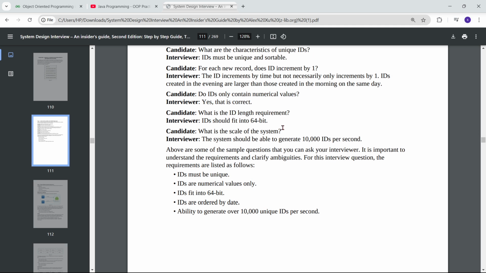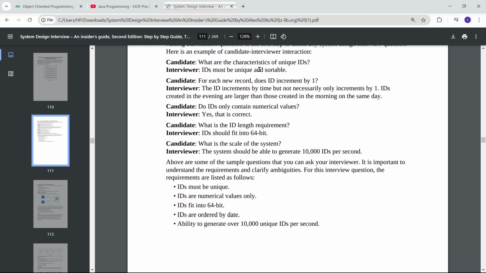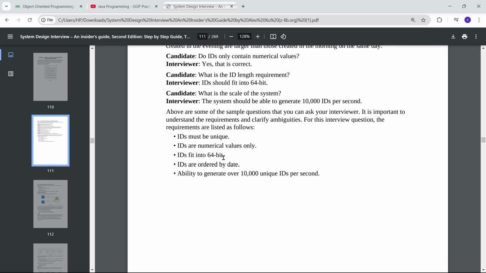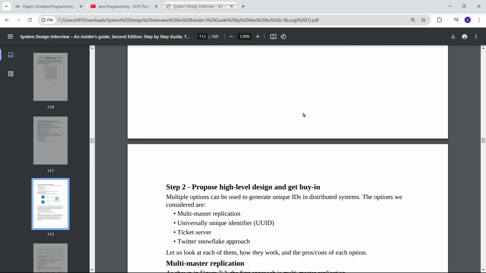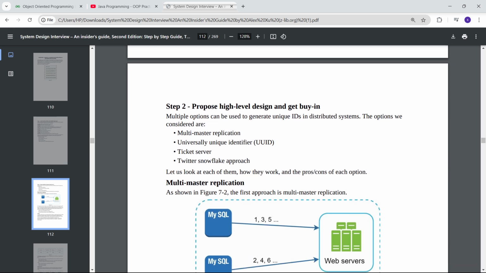The IDs must be unique, they must be sortable, they increment by time and not by one necessarily. IDs जो इवनिंग में जनरेट होंगी वो मॉर्निंग वाली से ज़्यादा वैल्यू की होंगी, and IDs will only contain numerical values. IDs will fit into 64 bits. They are ordered by date. Obviously, ability to generate over 10,000 unique ID records per second. So we should be able to generate 10,000 unique IDs per second.